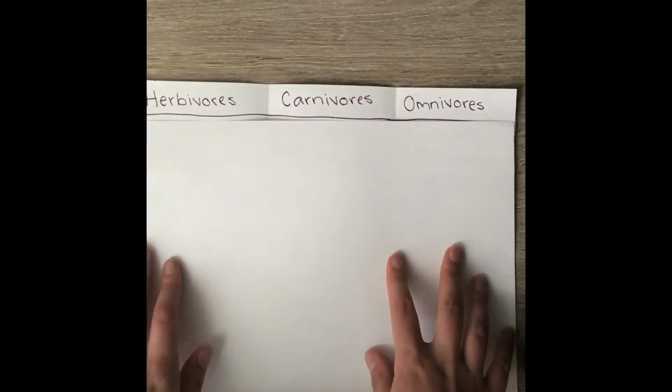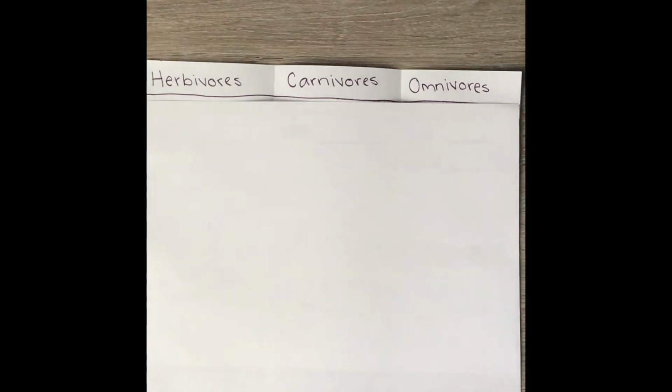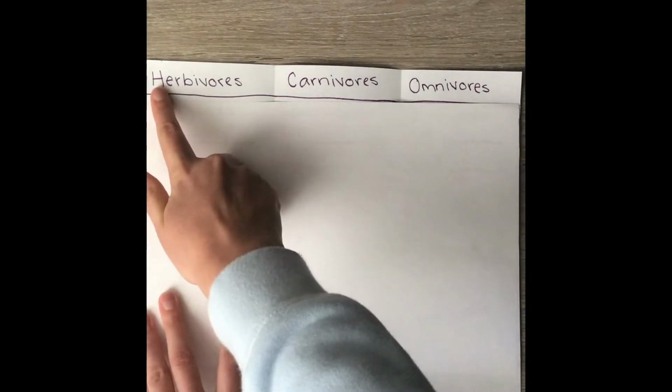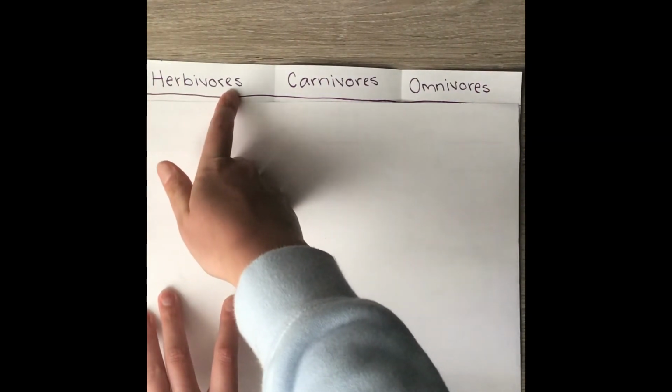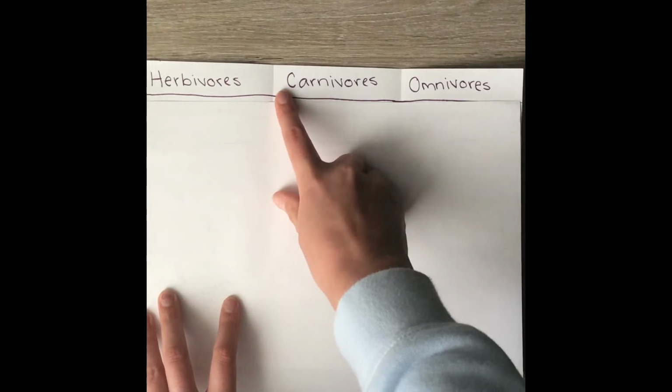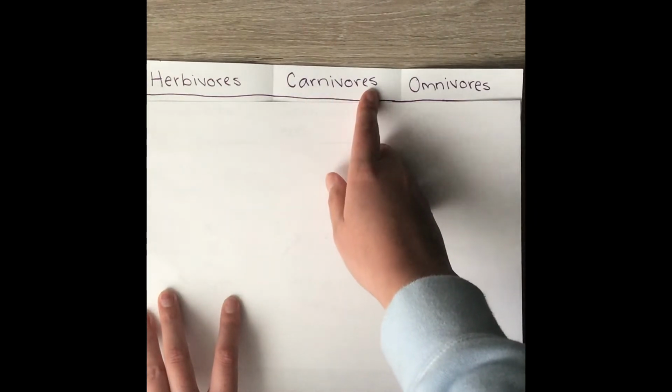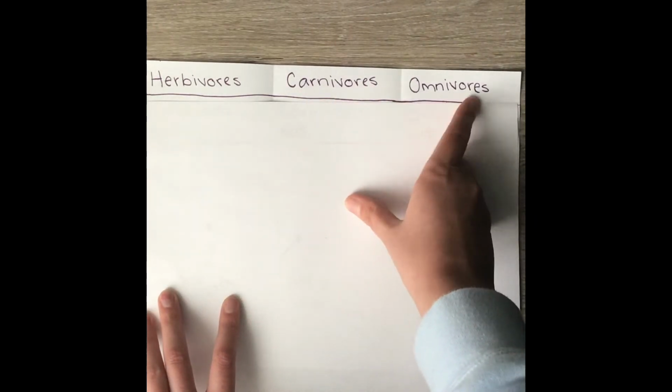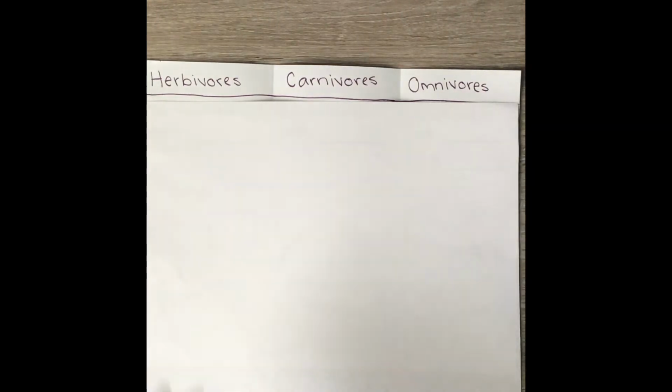Okay, now that my paper is in 3 sections, I want you guys to add some titles to the top of the page. We're gonna write our 3 titles, and if you need to pause the video so that you can copy down these titles, go ahead and do that. In column 1, we're gonna title it herbivores. Our middle column is carnivores, and our last column is omnivores. Once you have those titles written down, you can keep watching the video.